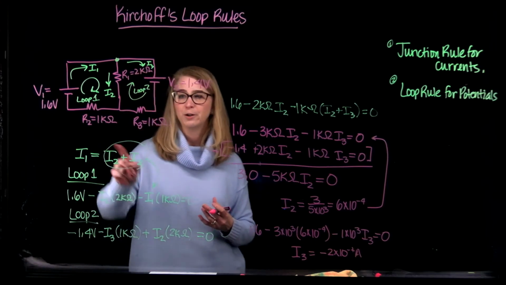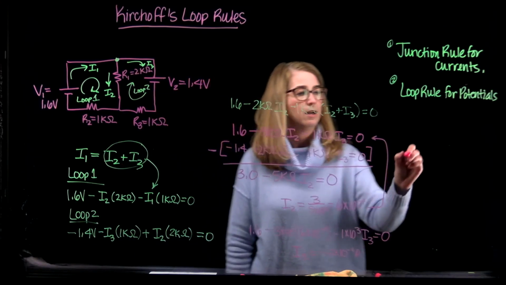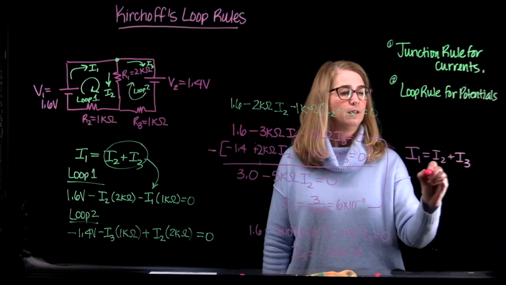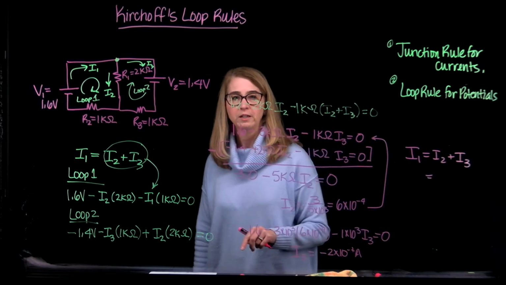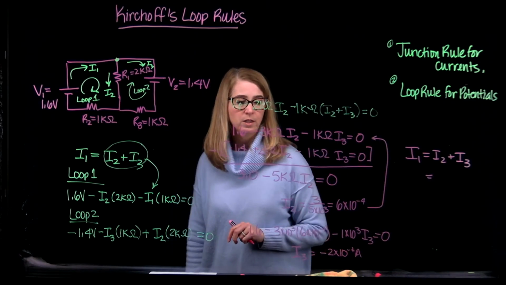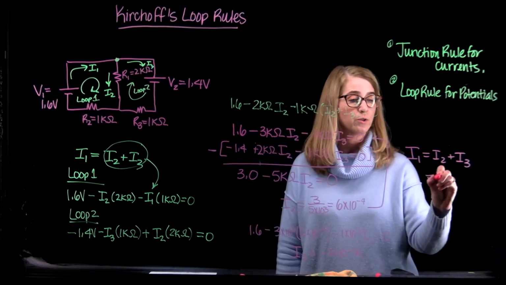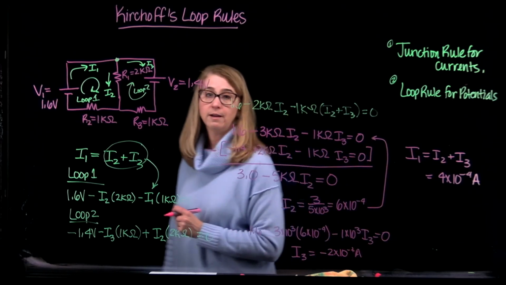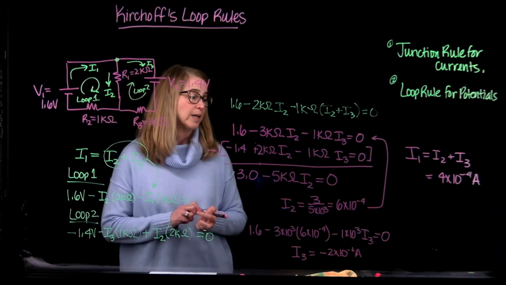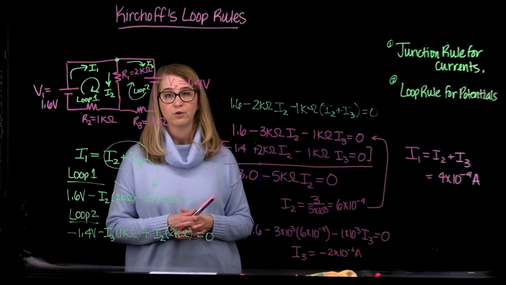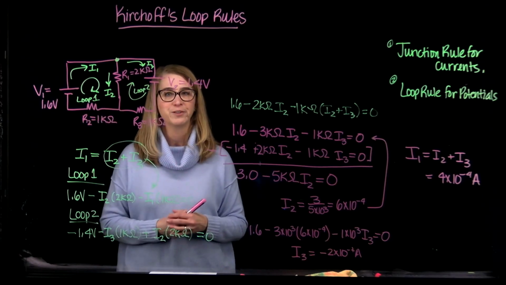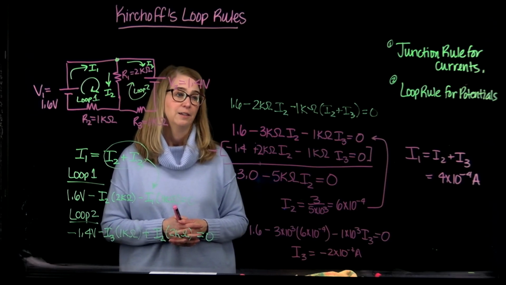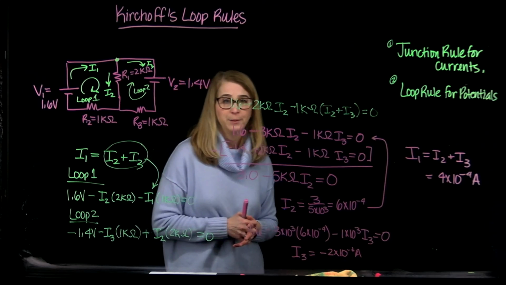And now we can go back to our junction rule, and I1 is equal to I2 plus I3. And so I2 was 6 times 10 to the minus 4. I3 was minus 2 times 10 to the minus 4. So this is 4 times 10 to the minus 4 amps. And we are done. So, like I said, the worst part of these problems is the algebra, but you also obviously have to write the correct equations using the rules correctly. Otherwise, you don't have a prayer. All right, enjoy.